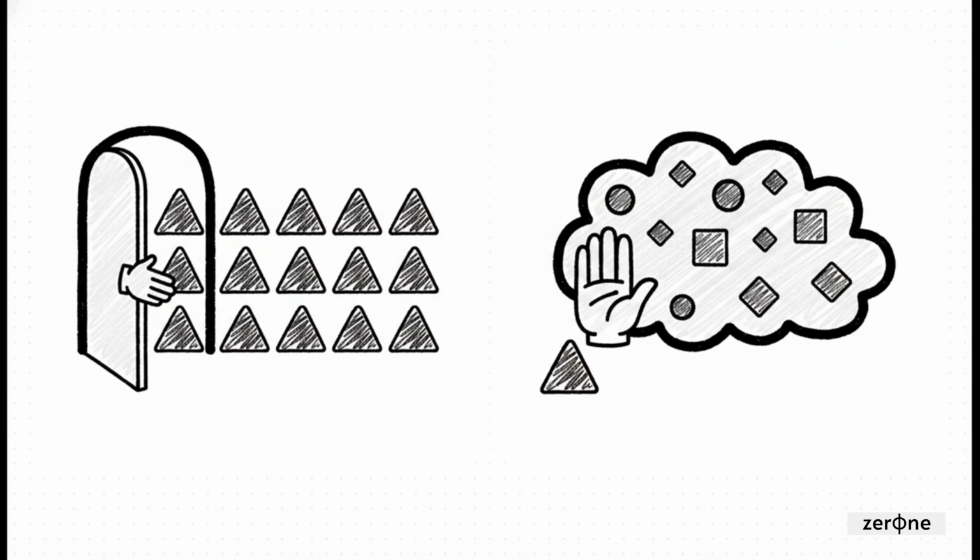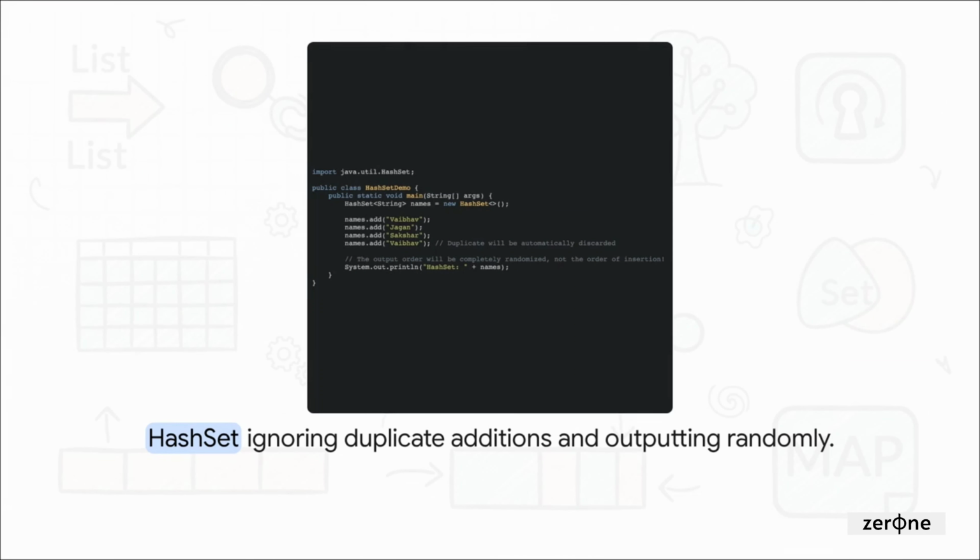Furthermore, standard sets are completely unordered and unindexed. You can't say, "Hey, give me the element at index 2," because index 2 simply does not exist in a set. Now, what's really interesting here, if you look closely at this code, is that the name Vibolf is clearly added twice. But in the final console output, it only appears once. The HashSet quietly, completely discarded the duplicate.